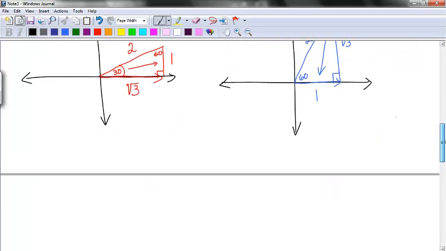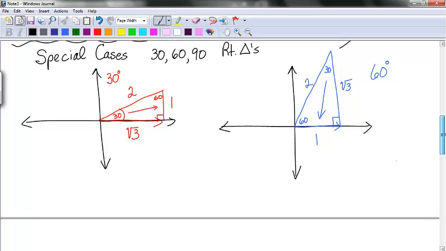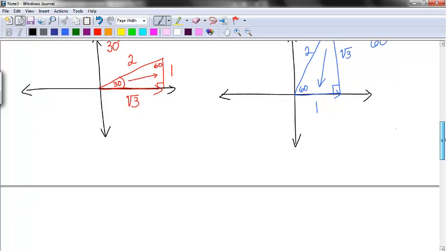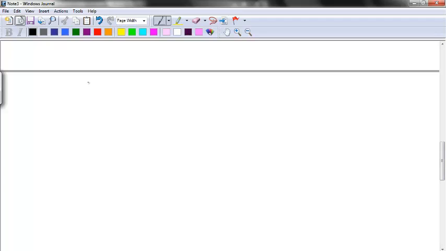Okay, another picture. Everybody done with that one? Okay, the next one. We're going to do 120 degrees. 120 degrees, you start on the positive side of the x-axis.